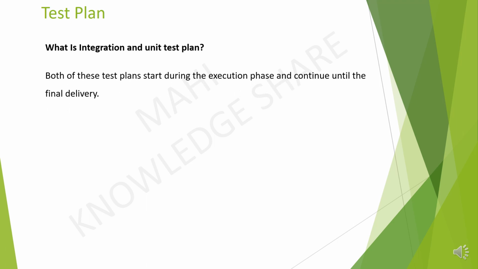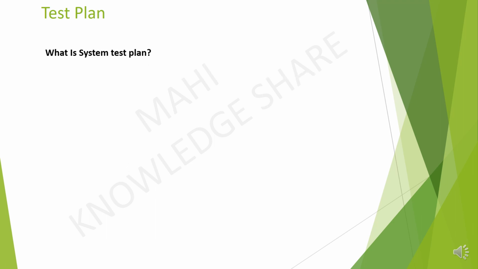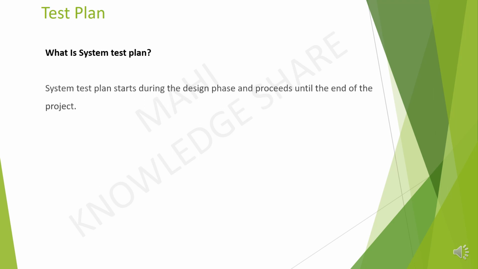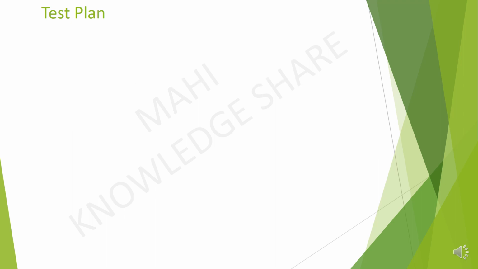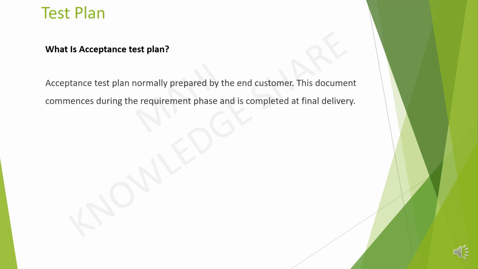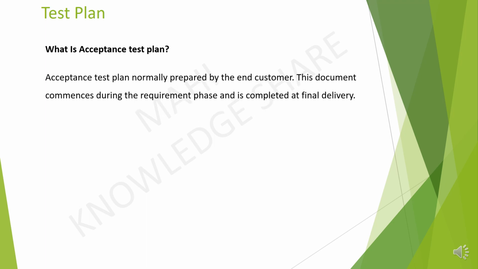Both unit and integration test plans start during the execution phase and continue until the final delivery. System test plan starts during the design phase and proceeds until the end of the project. Acceptance test plan is normally prepared by the end customer. This document commences during the requirement phase and is completed at final delivery.